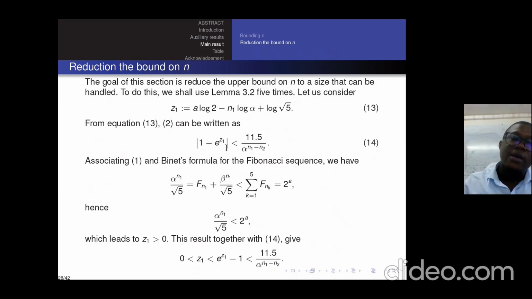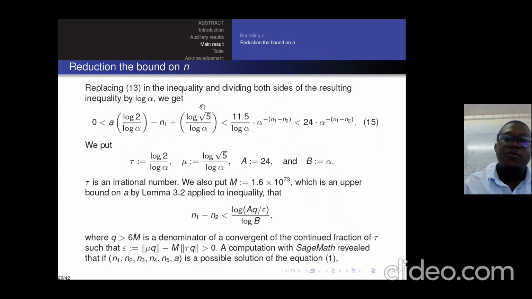1 minus exp(z1) will be less than 11.5 under alpha to the power n1 minus n2. Associating this with Binet's formula for the Fibonacci sequence, we will have this inequality, which also will give us this, which leads to z1 greater than 0. And this result together with 14 will give us this inequality.